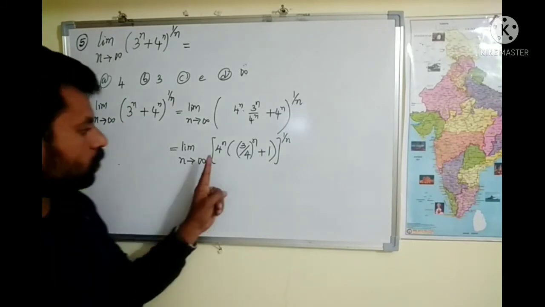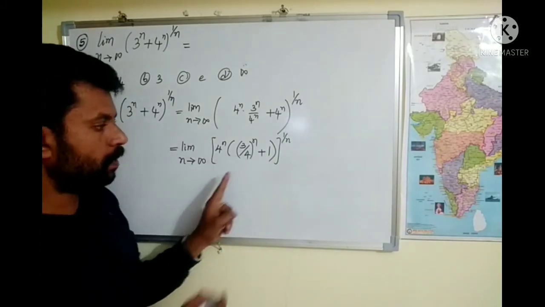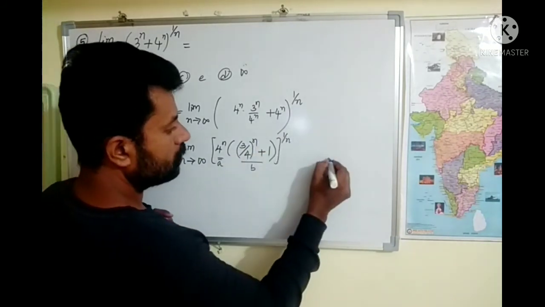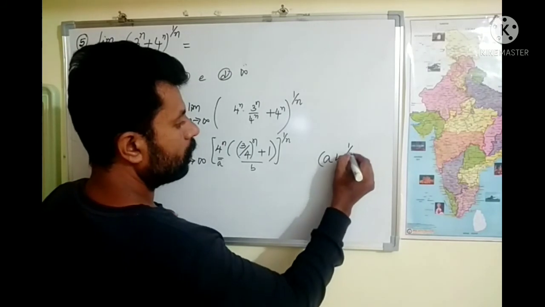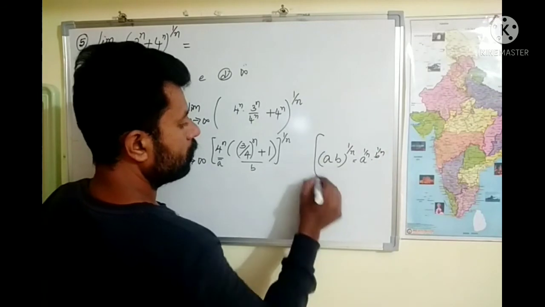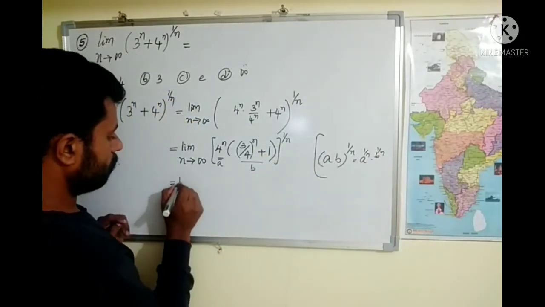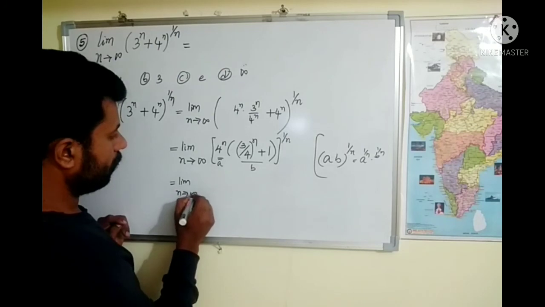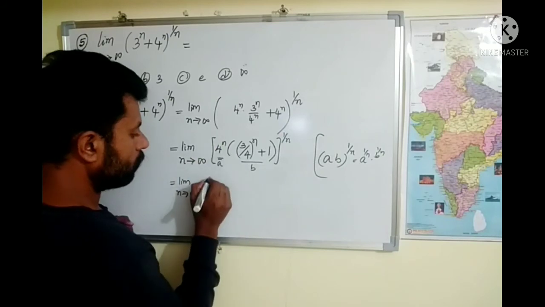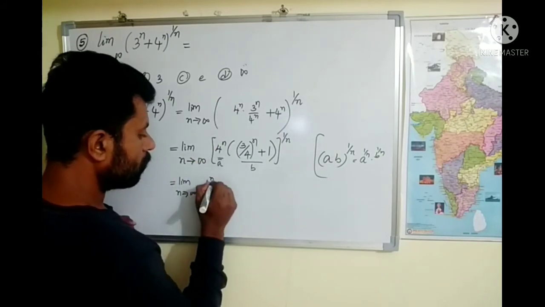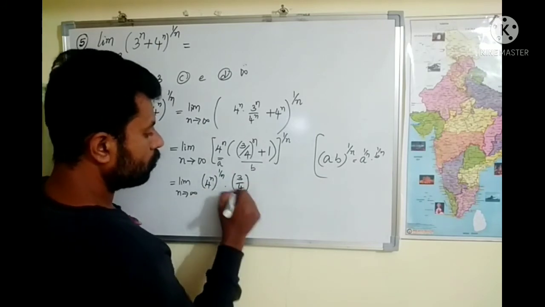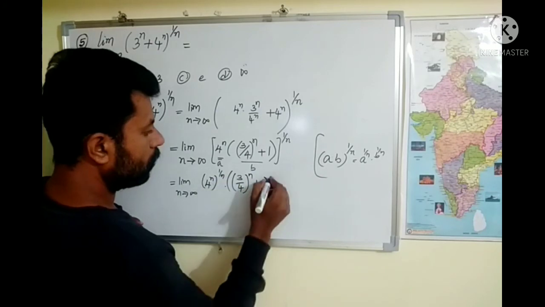Now here we have two terms, in a into b form. We consider this term as a and this term as b, whole to the power 1 by n. (ab) to the power 1 by n can be written as a to the power 1 by n into b to the power 1 by n. Now apply this form, limit n tends to infinity. Here a is 4 to the power n, (4 to the power n) whole to the power 1 by n, into b is (3 by 4 to the power n plus 1) to the power 1 by n.